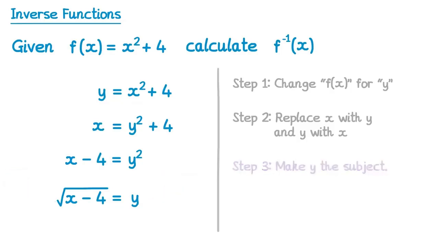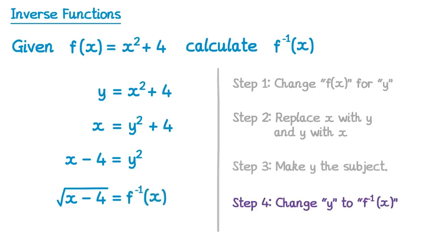So on to the final step, step 4. Let's replace that y with f inverse of x. And then we'll just switch that around, so the inverse function is the square root of x minus 4.